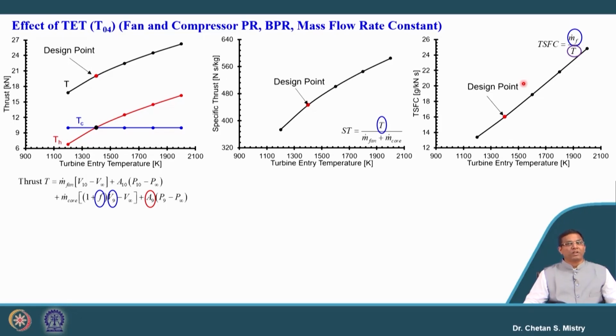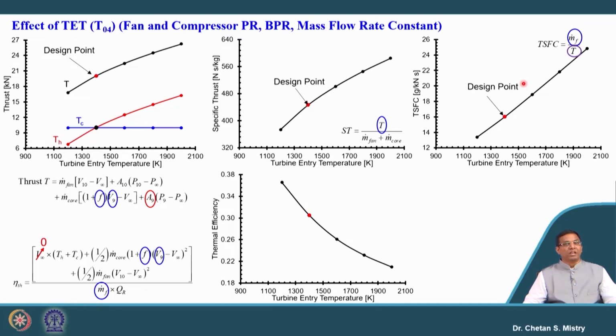Now, let us look at what is happening with the efficiency. It says with increase of turbine entry temperature, the thermal efficiency is going to decrease. This is related to the amount of fuel we are injecting. So, if we have the target of increasing the turbine entry temperature, somewhere you need to compromise in terms of fuel consumption for a particular fan and compressor pressure ratio.